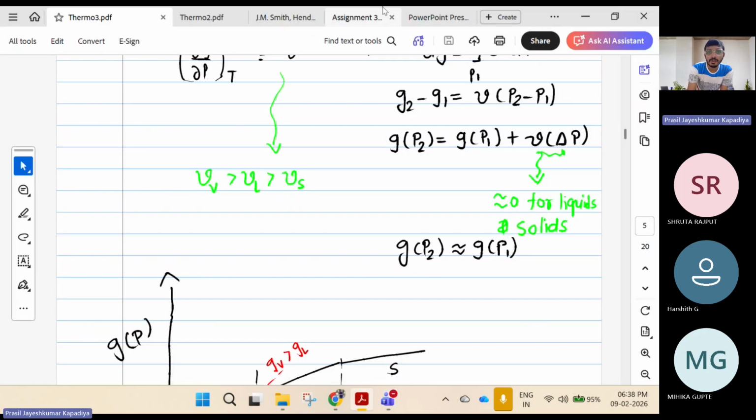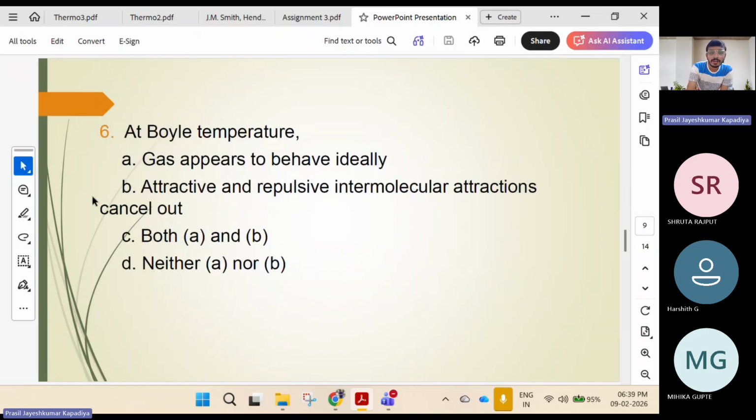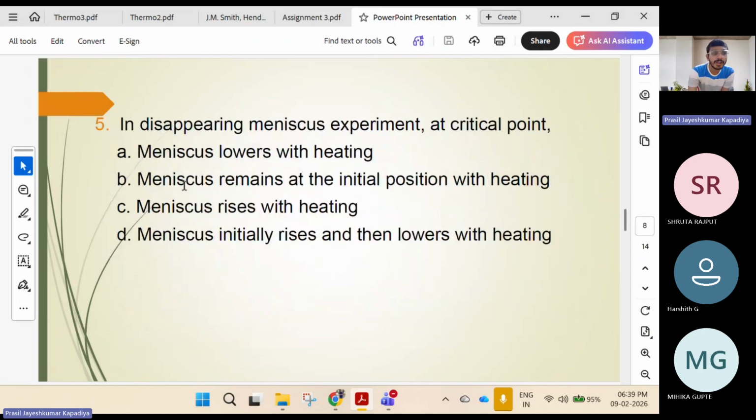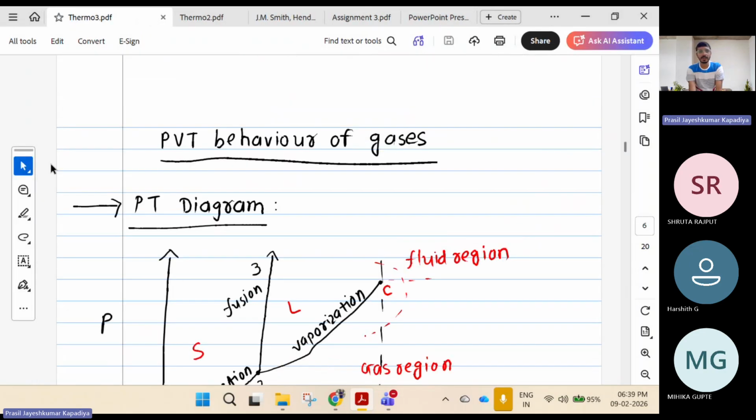Then okay, I don't think more questions are there. Okay. So yeah, so we'll have to wait. Okay, so let's move ahead. Okay, so let's move ahead to the pressure temperature diagram.